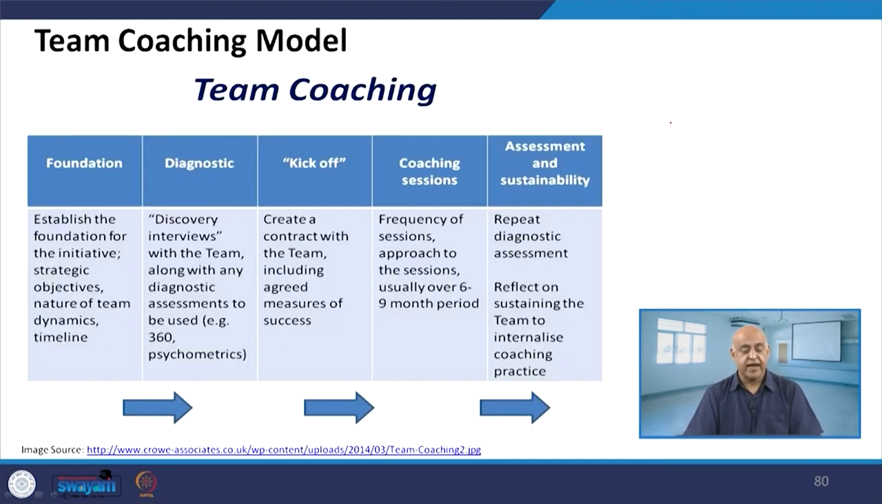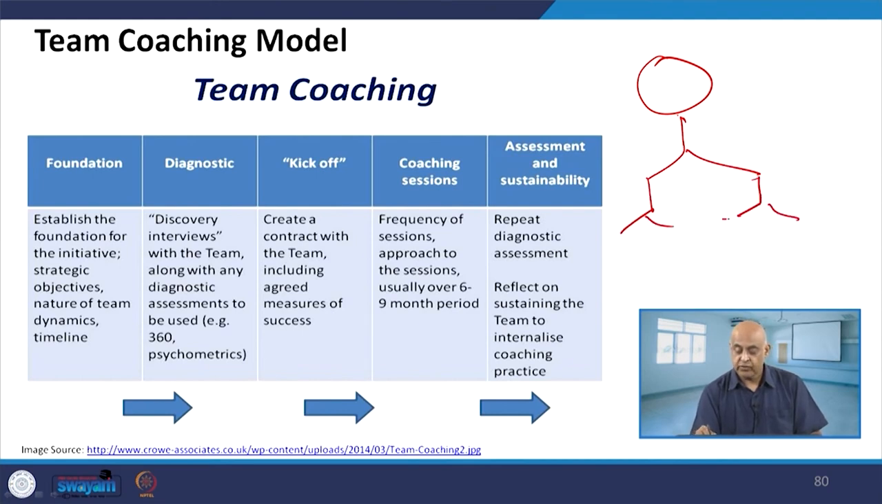The team coaching model has these stages: foundation, diagnostic, kickoff, coaching sessions, and assessment and sustainability. In the foundation, establish the foundation for the initiative: strategic objectives, nature of the team, dynamics and timeline. Here the objective and goal have to be decided, and you have different team members who will be performing. So you have to see the nature of the team dynamics, which has to be followed. Then you make discovery interviews with the team, along with any diagnostic assessment, such as 360 degree psychometrics, and create a contract with the team including agreed measures of success.